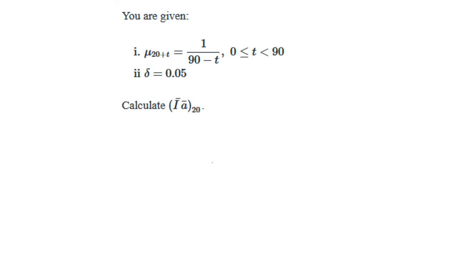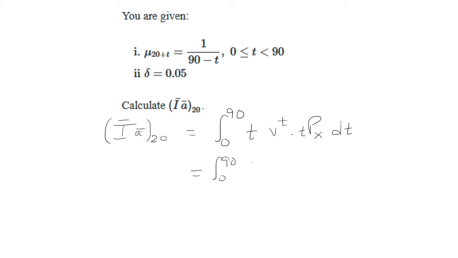So the first thing we need to do is come up with a formula. For an increasing annuity at age 20, that's going to be the integral from 0 to 90. So we're integrating basically over the lifetime of the person age 20. So it's t vt times tpx dt. X here is 20, so I'm going to substitute 20 in for x. And I can also find what vt is. That's just e to the negative 0.05 t.